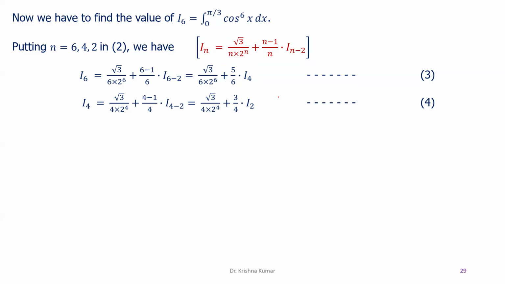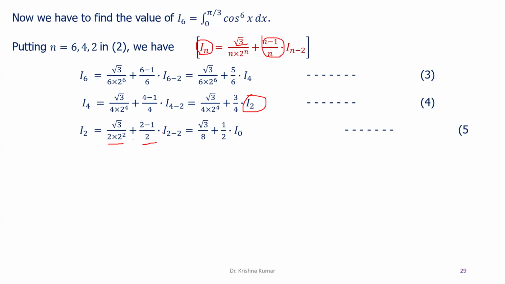Now we have to again calculate the value of I2. For finding the value of I2, we have to put the value of n in this reduction formula. So we have I2 is equal to root 3 upon 2 into 2 to the power 2 plus, n equal to 2, minus 1 upon 2 into I(2 minus 2), which is equal to root 3 upon, this is 2 into 4 is 8, plus 1 by 2 into I0.